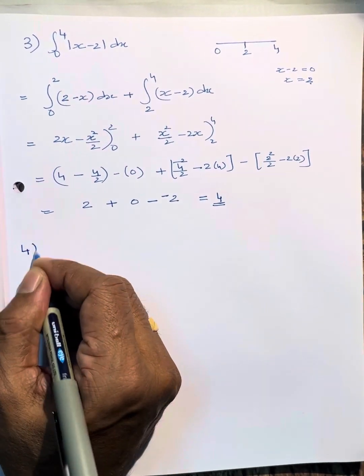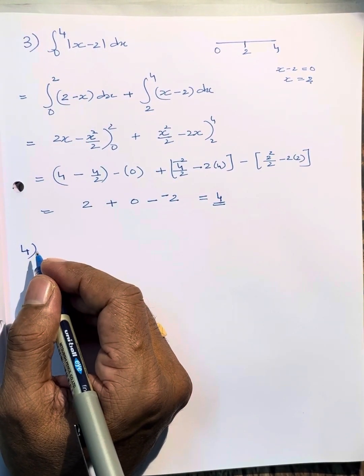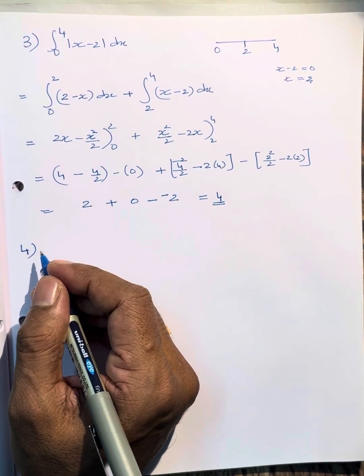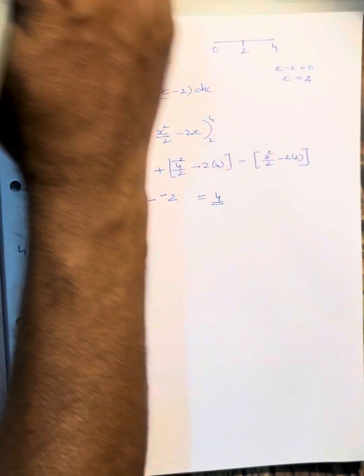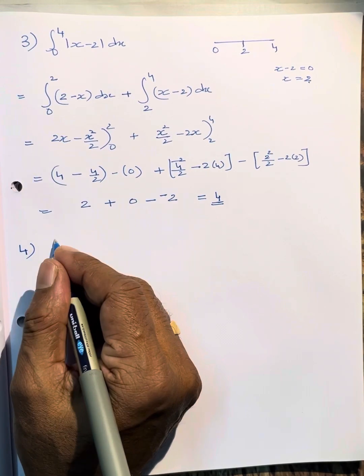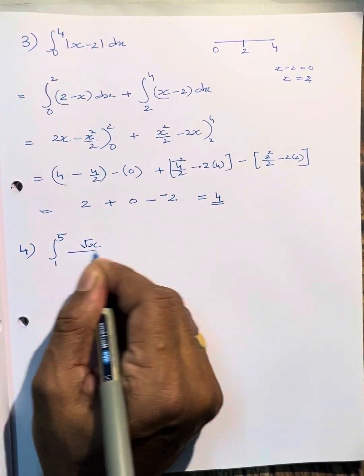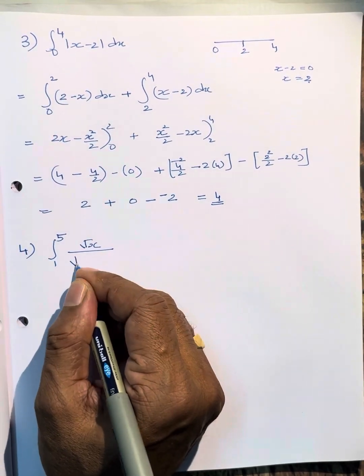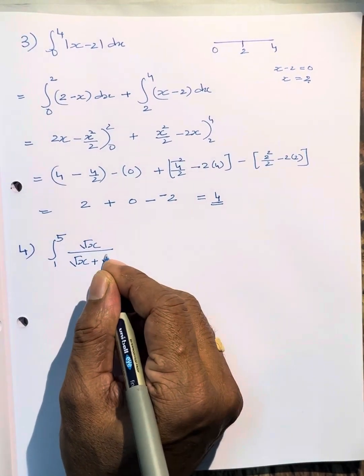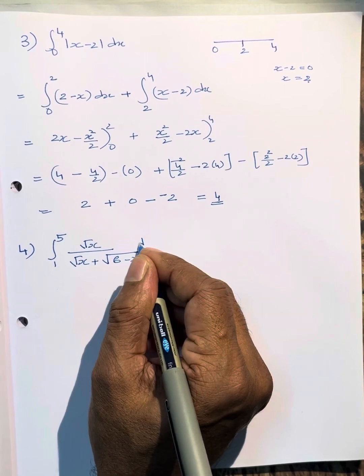Question number 4 is integral 1 to 5 root x divided by root x plus root of 6 minus x dx.